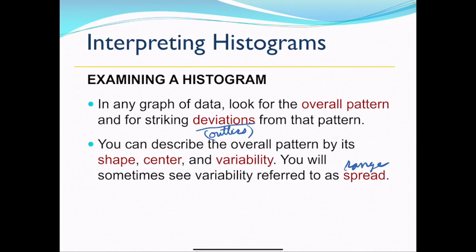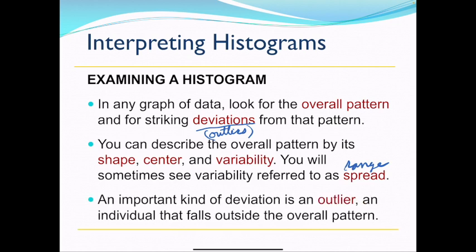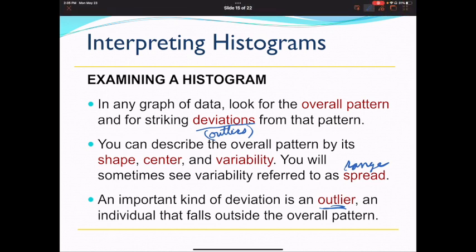It's important to look at the variability of our data. An important kind of deviation is an outlier. That's something that falls outside the overall pattern. Like I said, if we were looking at income, that'd be the Elon Musks of the world. That'd be the Jeff Bezoses as well.